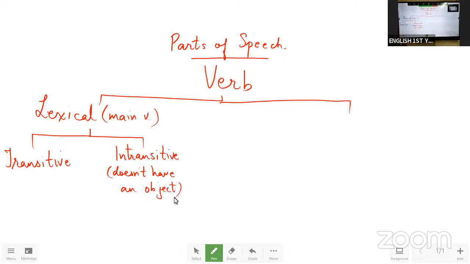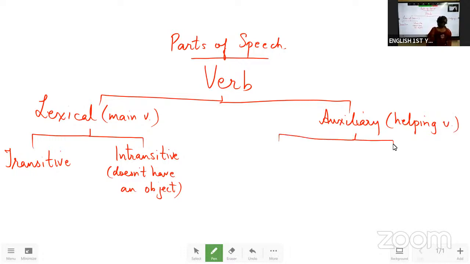So this is the main verb which does action. Now coming on to the other, which is known as auxiliary, otherwise known as the helping verb. Helping verbs are of two kinds. They are modals and they are primary. Modals are can, could, will, would, shall, should, may, might, need, dare, etc.